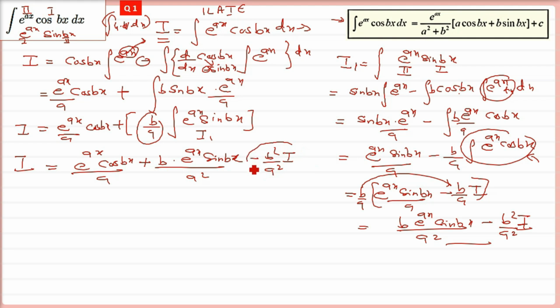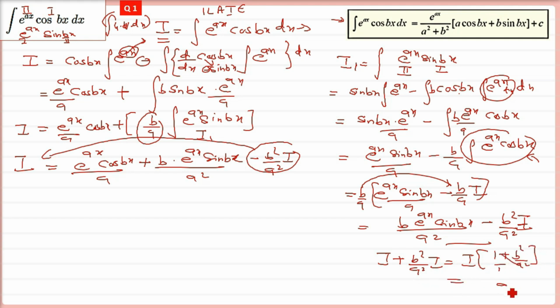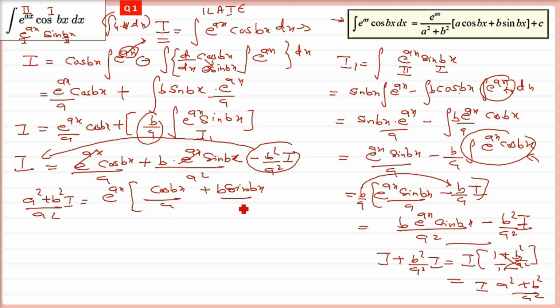Now this rightmost thing, I am just transferring it to the left hand side. So this will form I plus b square by a square into I equals to what? If you take I common, this will be a square plus b square by a square into I. So left hand side will be now a square plus b square by a square into I. And on the right hand side, e raise ax, let's take common. What will remain inside? Cos bx plus b sin bx. Here it will be a and here it will be a square.